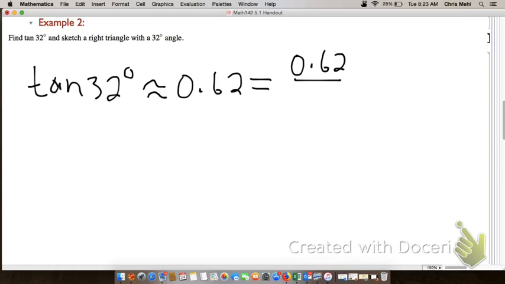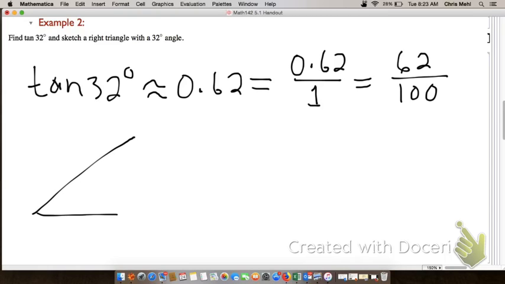Okay, now you can view this as a fraction in 2 ways. One is I can just take my 0.62 and divide by 1. The other is that 0.62 is also the same as 62 over 100. So that'll at least let me create 2 right triangles. So there's my 32 degree angle. Since tangent is opposite over adjacent, this is the reason I wrote the value as fractions.